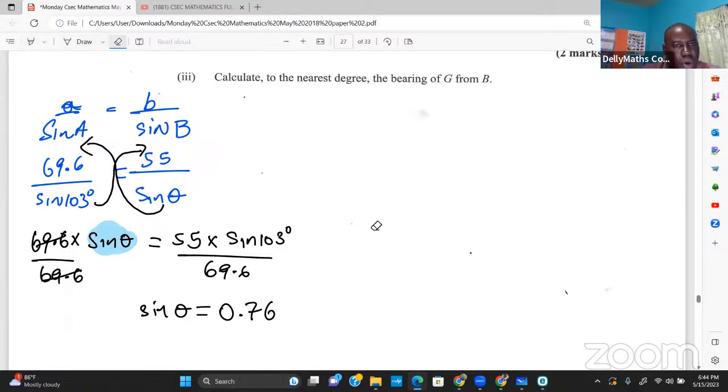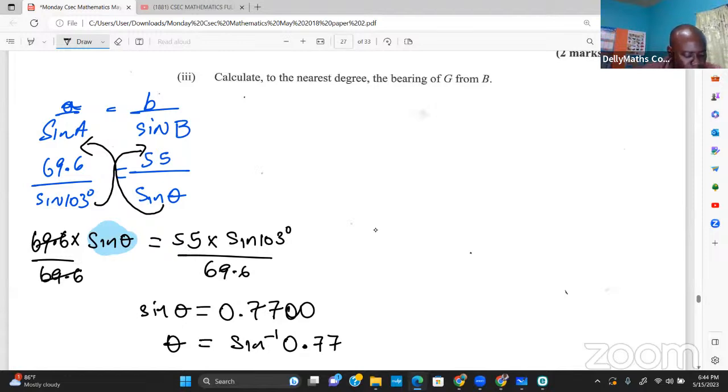I'm going to have to go up to 7 because I have 0.99, so it's 0.7700. Then to find the value of the angle, we use our inverse. Inverse sine of 0.77, you could put the zeros there if you want, and it gives about 50.4. So the angle that we're trying to find is 50.35, which is 50.4 degrees.